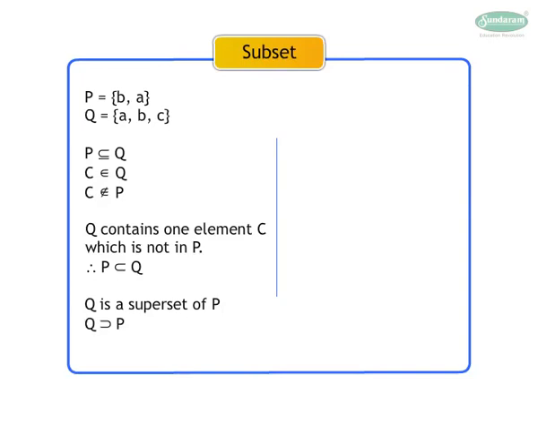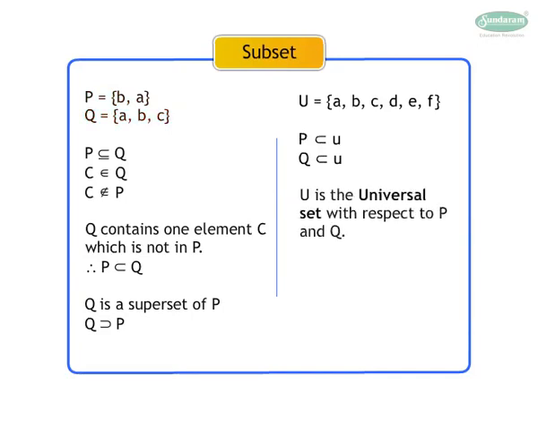Now students, let us consider another set which contains alphabets A, B, C, D, E, F. Let us denote this set as U. We quickly notice that set P is a proper subset of U and set Q is also a proper subset of U. Hence, set U here becomes a universal set with respect to set P and set Q.